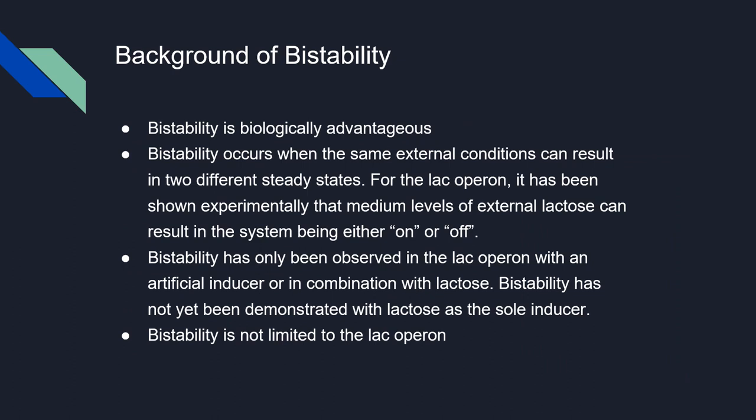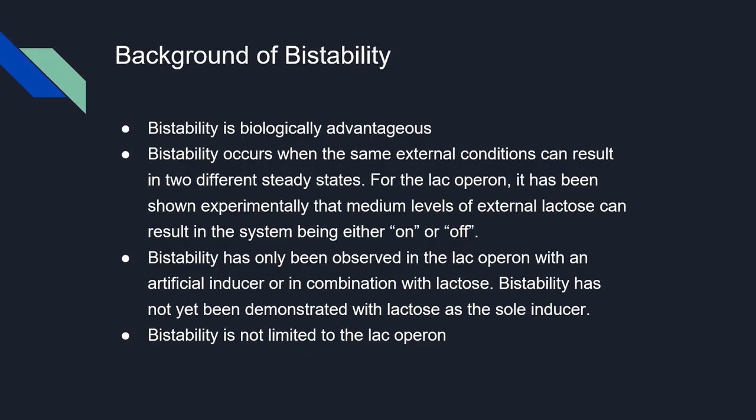Now we have some general background on bistability. Simply put, bistability is when the same external conditions can result in different steady states. As for the lac operon, when there is a medium level of external lactose, the system can be either turned on or off. It is important to note that bistability is biologically advantageous as it allows for quick transitioning between states in response to an input, resulting in an all or nothing behavior after a certain threshold is crossed. The value of said threshold depends on the system's history.